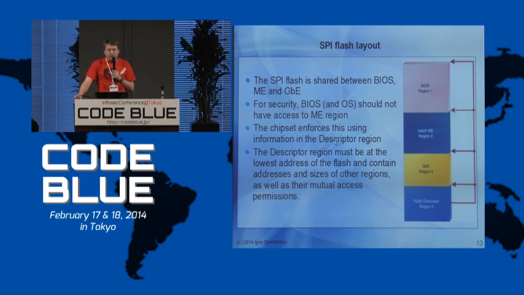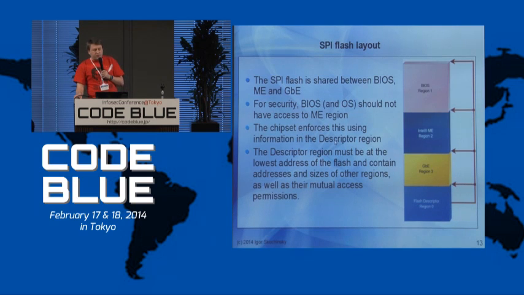You have a region for the network interface, region 3, gigabit Ethernet. Then you have region 2 for the Intel ME code. And the last region at the top of the flash chip is the BIOS region, which contains the BIOS code.